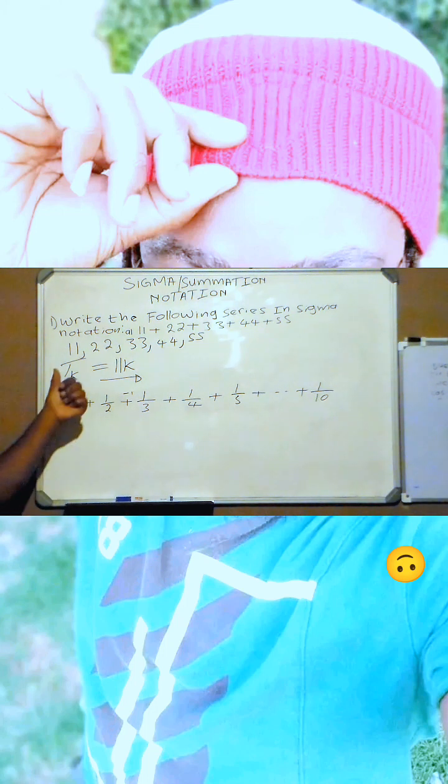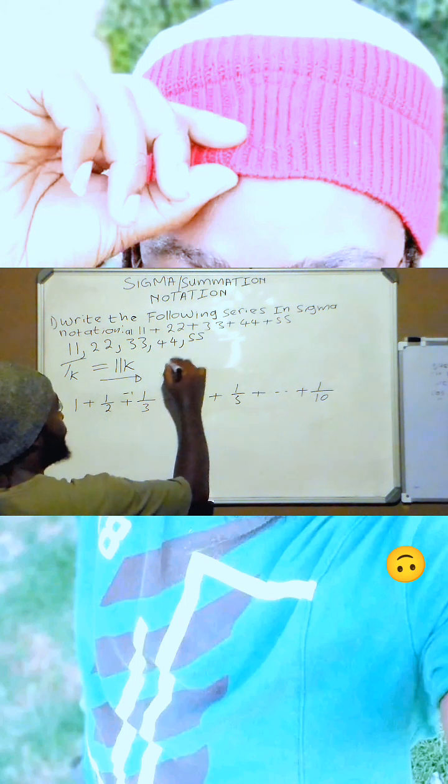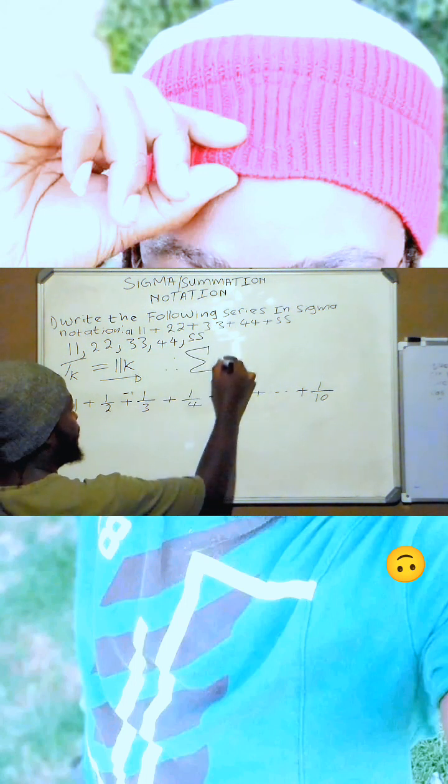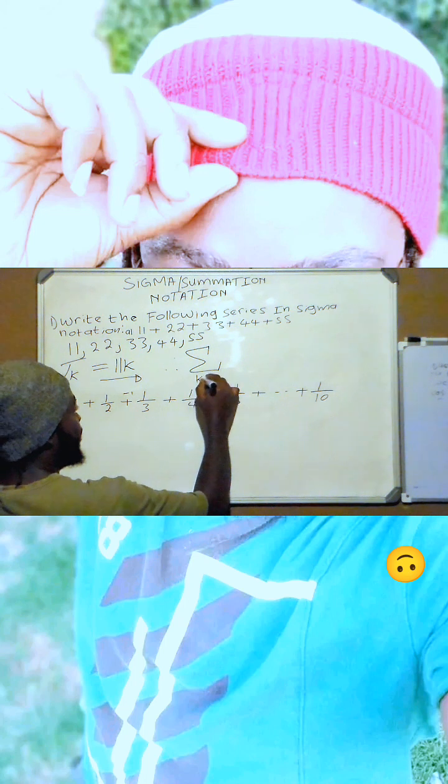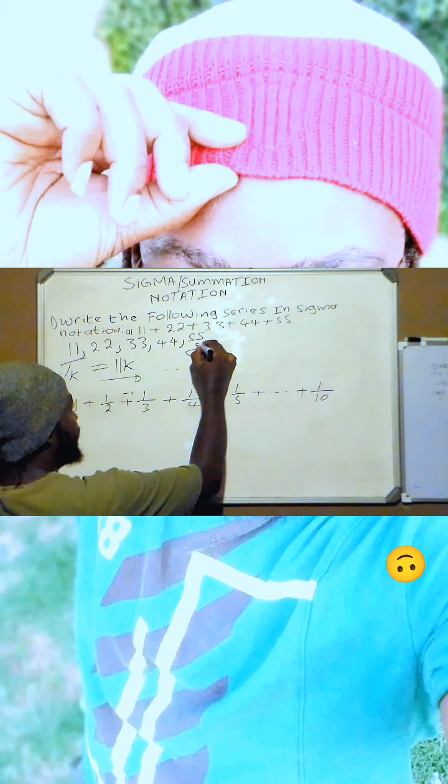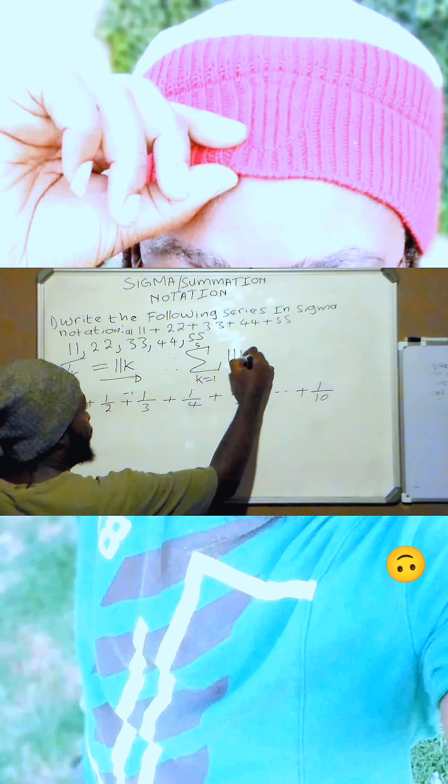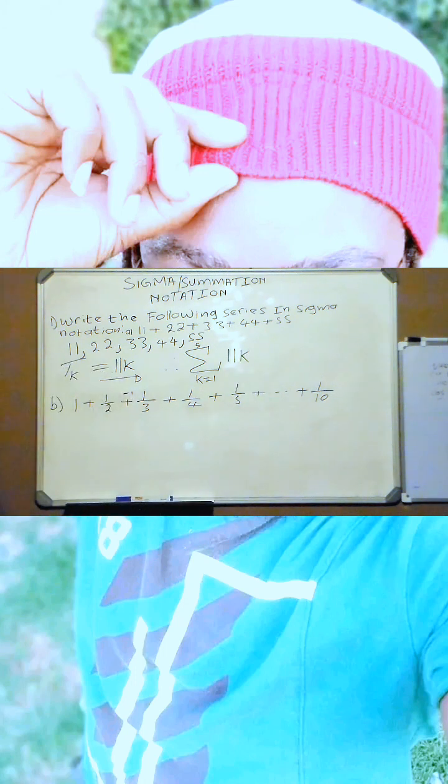And again, we can see that 5 terms were summed up. So it can be from what? The lower bound 1 up to an upper bound of 5. So therefore, the sigma notation of this series will be k equals 1 up to 5 with the general term of 11k. Sharp.